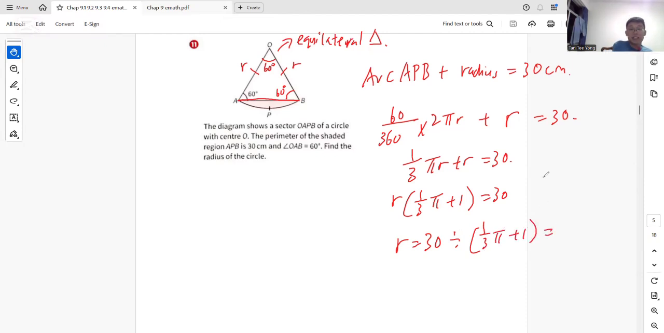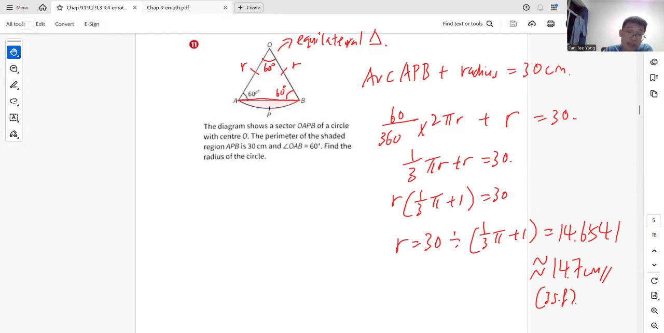All right, and that will give me, hold on for a minute. 14.6541, rounded off to 14.7 cm, 3 significant figures. Please make sure that you know what I'm talking about for this triangle.